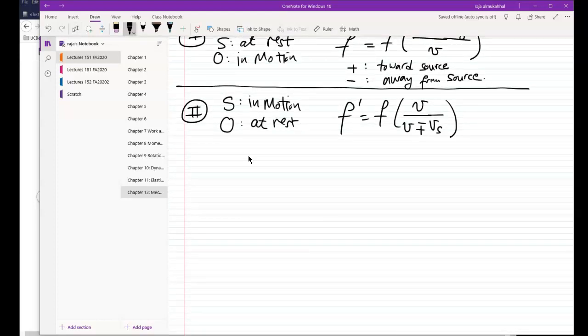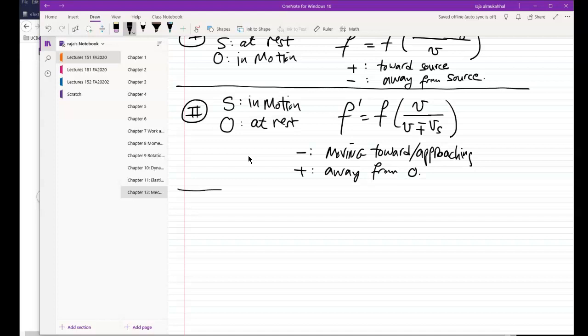Just like that. Okay. Where in this case minus indicates the siren or the ambulance or the source is moving toward or approaching the observer. If it's plus, it's moving away from O. Okay.